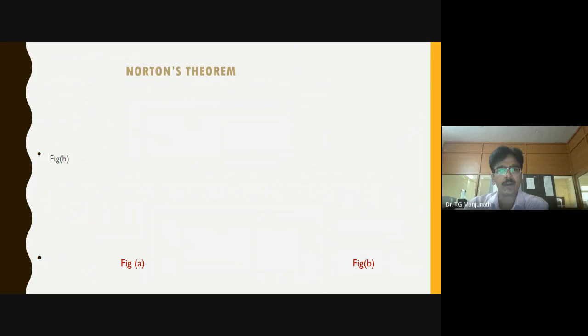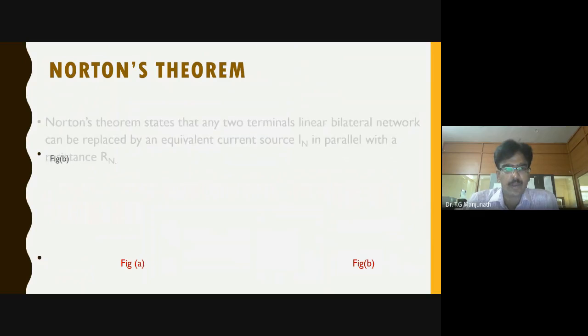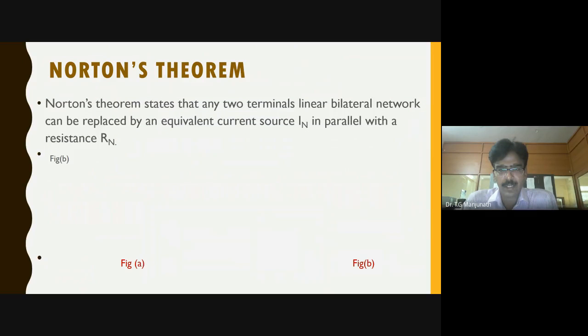Next, let us see how to solve by Norton's theorem. It states that any two-terminal bilateral network can be replaced by an equivalent current source IN in parallel with a resistance RN. Using Norton's theorem, we are going to convert the given network into a single current source in parallel with the resistance.